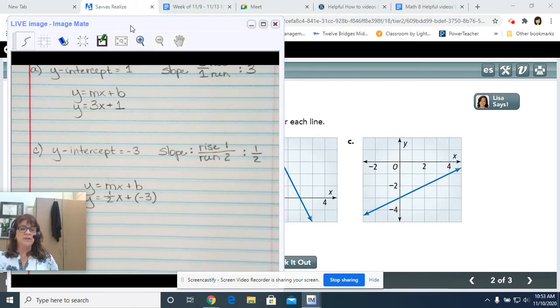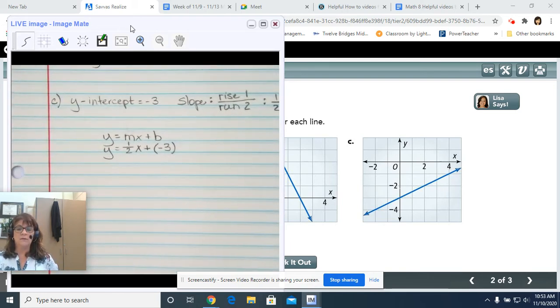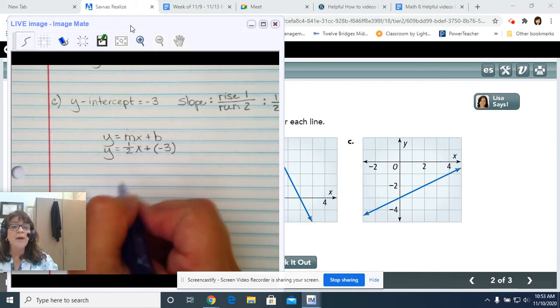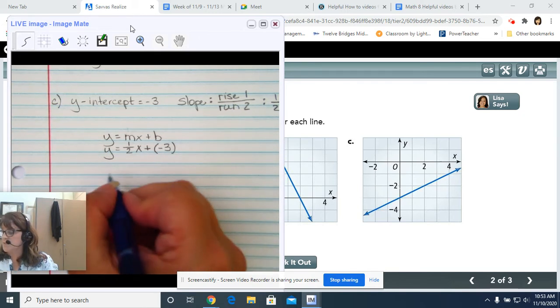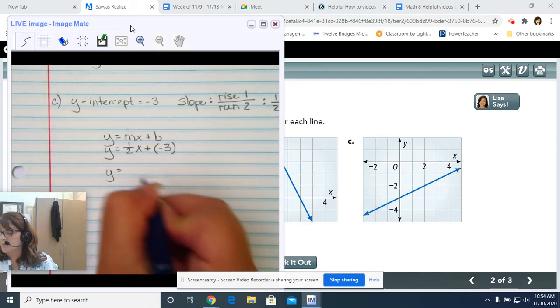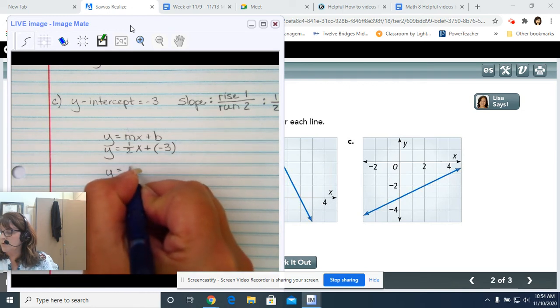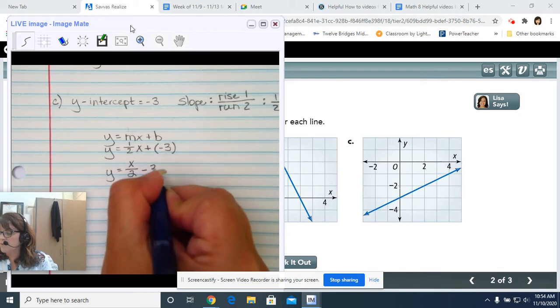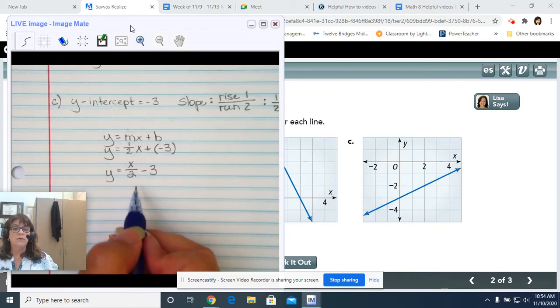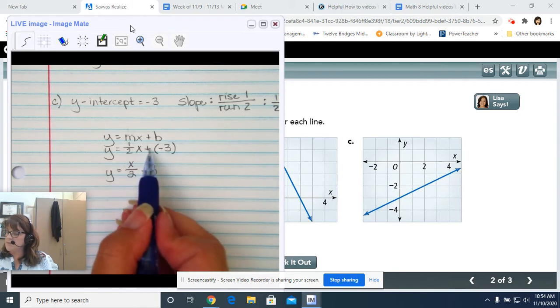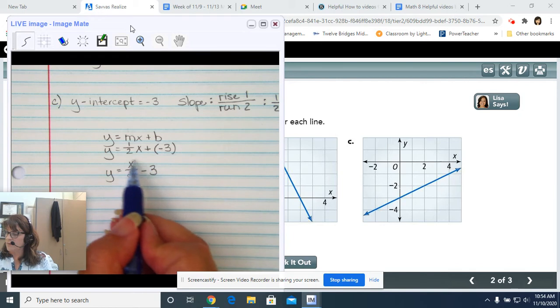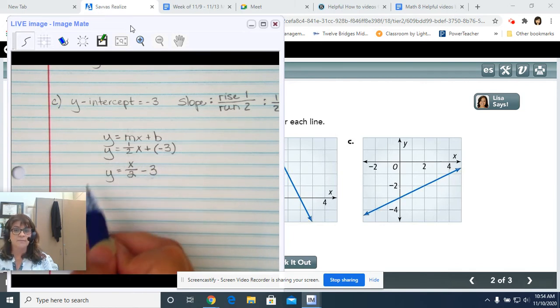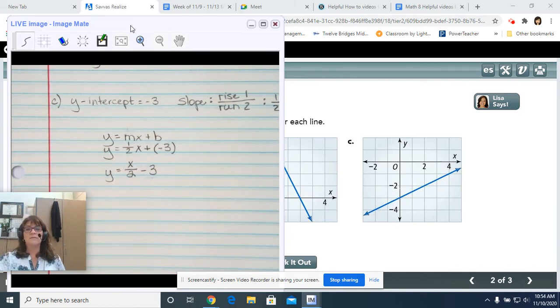Now, this is currently kind of an ugly looking equation. The better looking equation in this case would be y equals either 1/2 x or x over 2 minus 3. You do not need double operations. You know this is a negative. Write it that simply. All right, let's take a look at another.